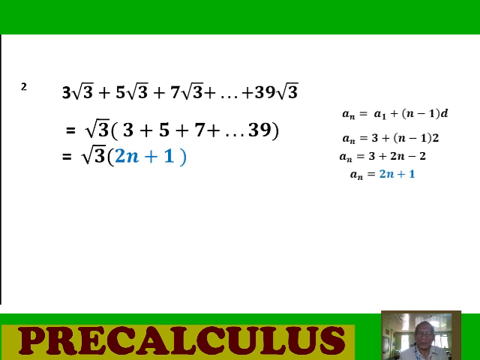So our expression inside the parenthesis is 2n plus 1. Now, in our summation symbol, what is our index of summation? Our lower limit and upper limit. We substitute a sub n with 39 and solve for n. Our value of n is 19. So our summation symbol has index n equal to 1 up to 19. Okay.